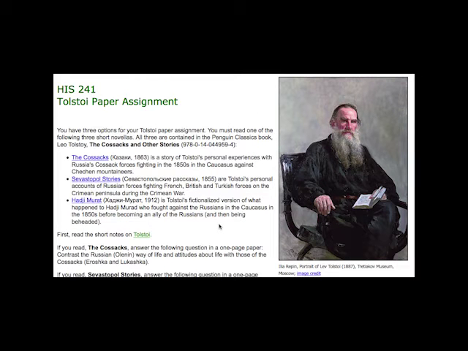In our particular assignment, you have a choice of three of his shorter works, shorter fictional, semi-fictional works: The Cossacks, Sevastopol Stories, or Hadji Murat. And you can pick whichever one you think most interests you for the assignment. That's fine.